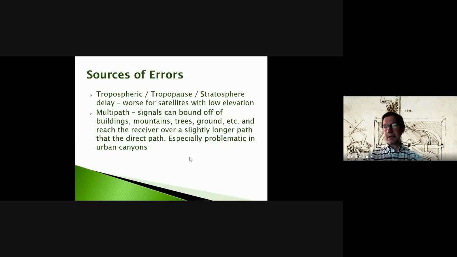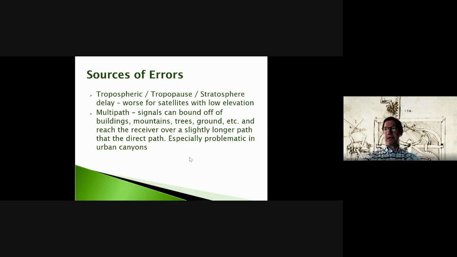When a satellite is just coming up over the horizon or just sitting over the horizon, it's going to move through that troposphere for a longer distance. And so any effects, refraction or that type of thing that might bend the signal or cause a delay, is going to show up with that. So that's normally pretty small, but it can be very local and very difficult to predict.